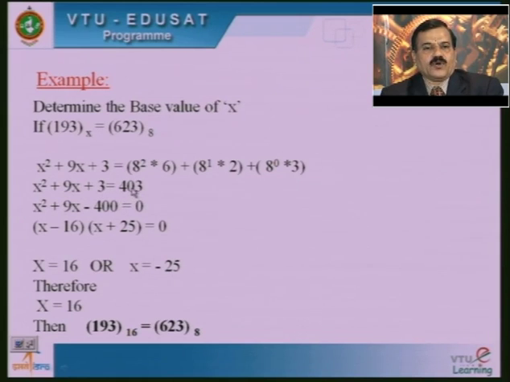Then, taking 403 to the left-hand side, this becomes x square plus 9x minus 400 is equal to 0. Then we can factorize it as x minus 16 into x plus 25 is equal to 0. So x is equal to 16 or x is equal to minus 25. Minus 25 is an invalid value, hence we take x equal to 16. Then we can write 193 with base 16 is equal to 623 with base 8.